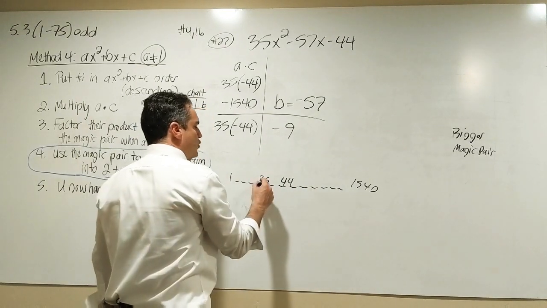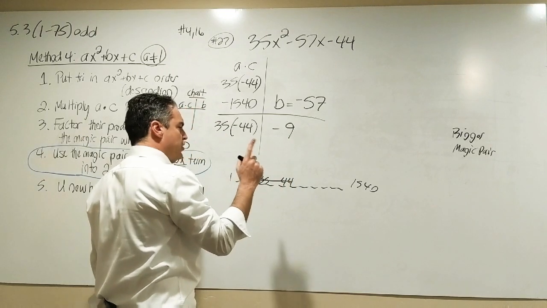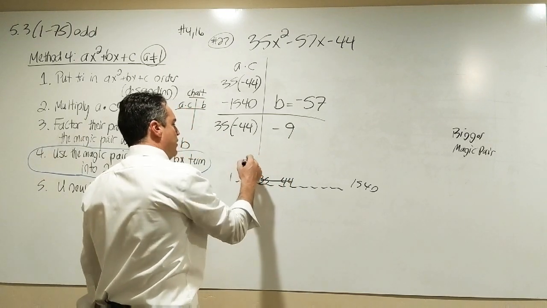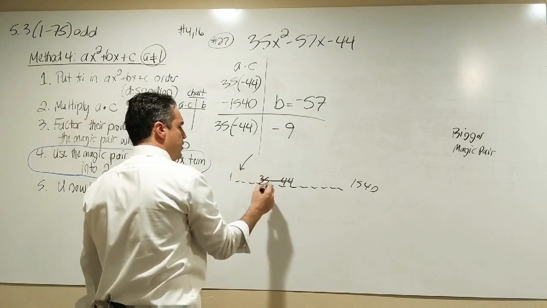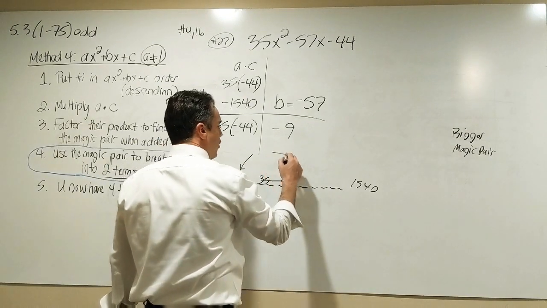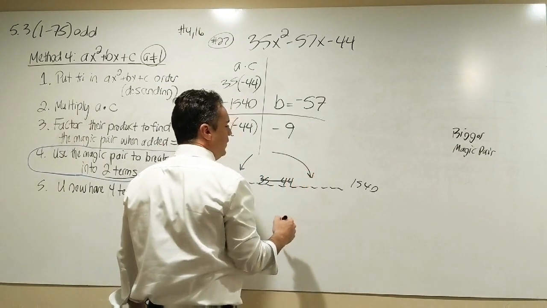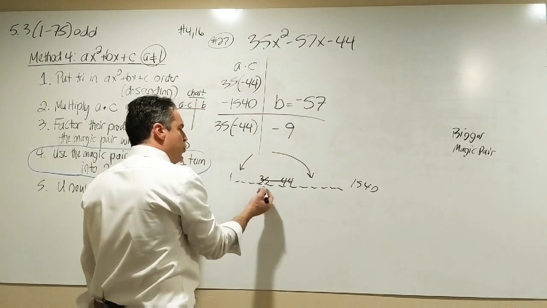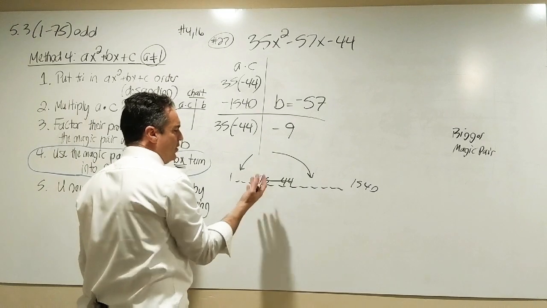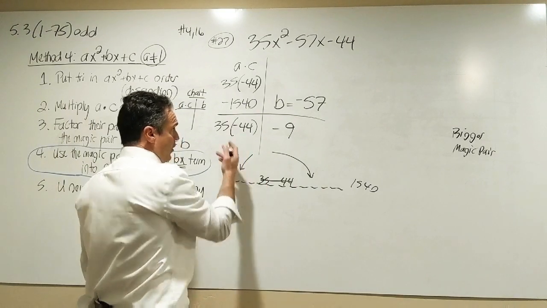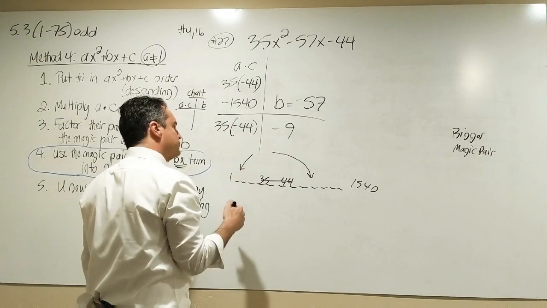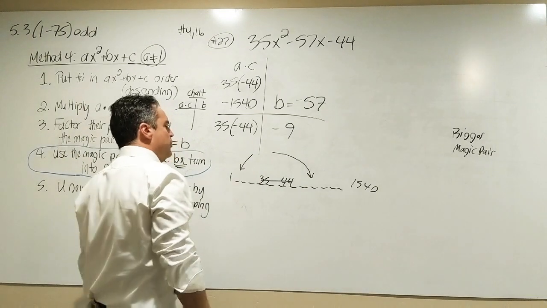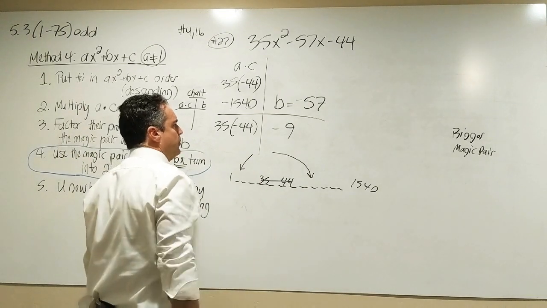And so these numbers are out. But what I want you to know is that there is the magic pair. One number lies between 1 and 35, and one lies between 44 and 1540. That's what the magic pair is. So there's a number between 1 and basically 34, because 35 is out, because we've already tried 35 and it doesn't work. So there's a number between 1 and 34 that is one of the magic pair.